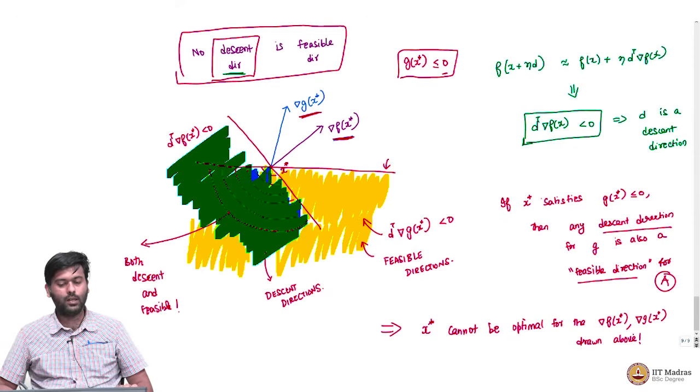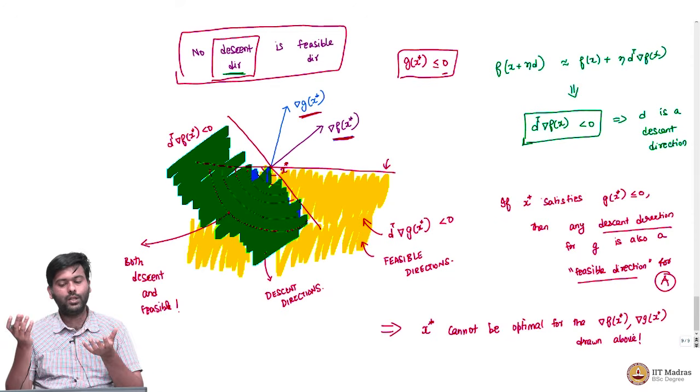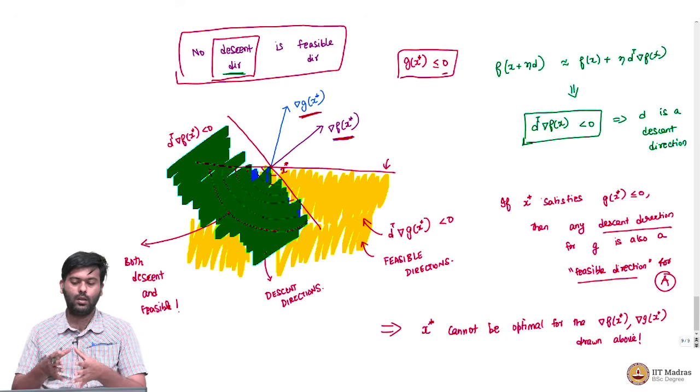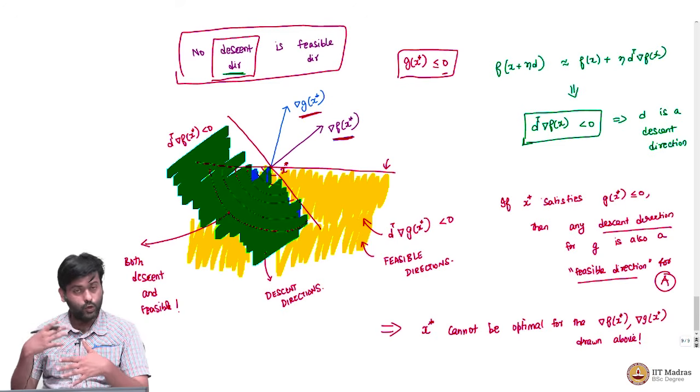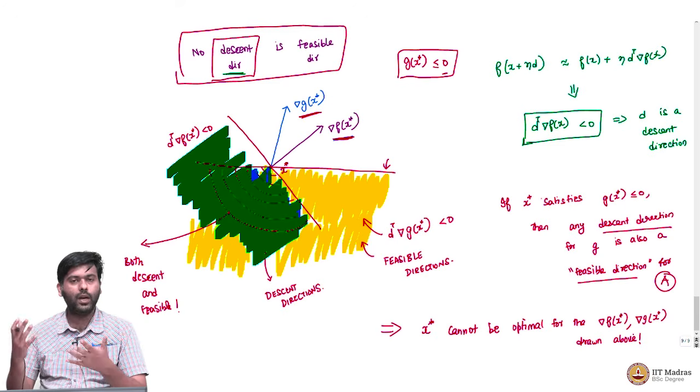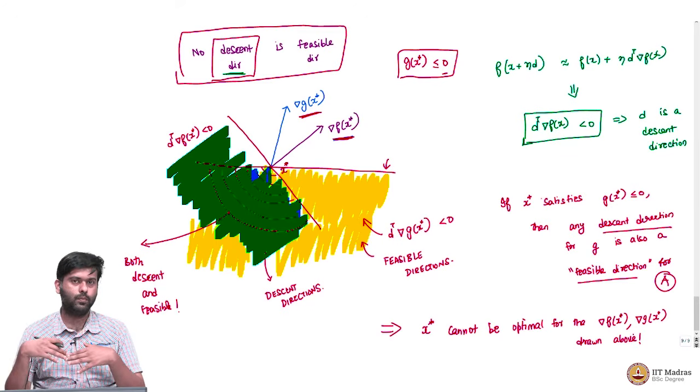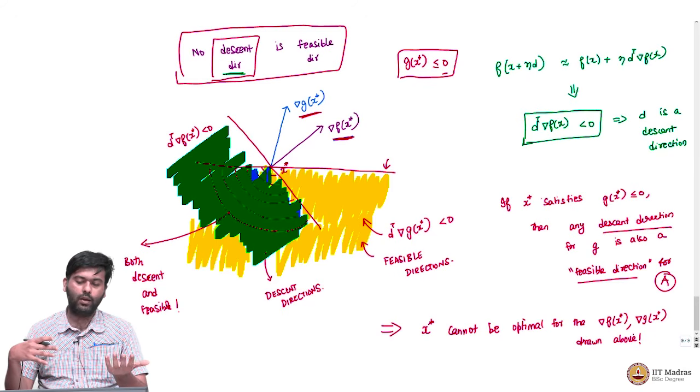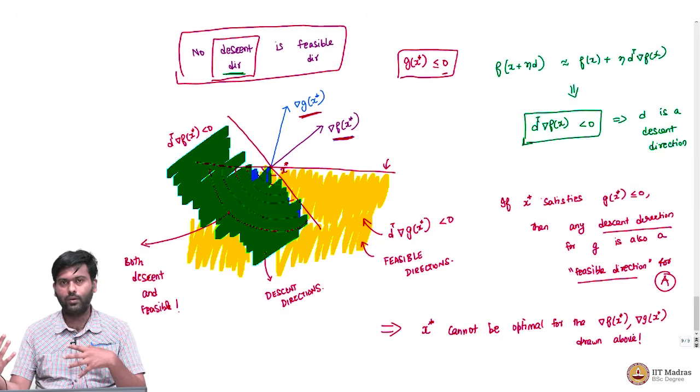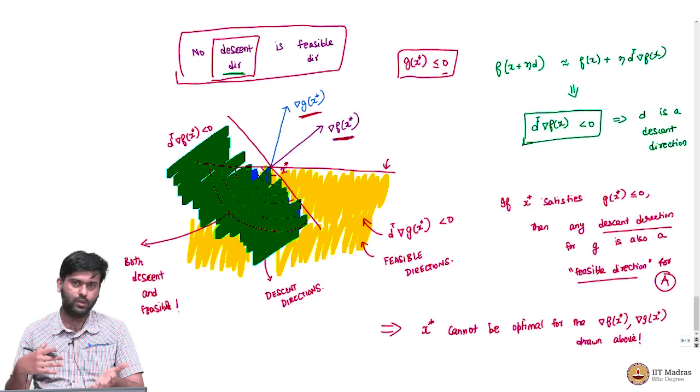Now then let us ask, what is the condition which will make sure that I cannot find a descent direction which is also feasible? In other words, I am asking the question, how should del f of x star and del g of x star be related to each other such that I will not be able to find a descent direction which is also feasible? That is the next question we will ask.